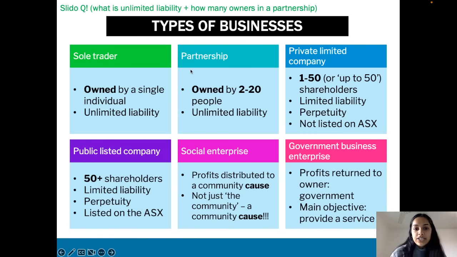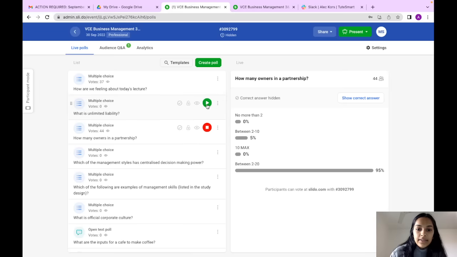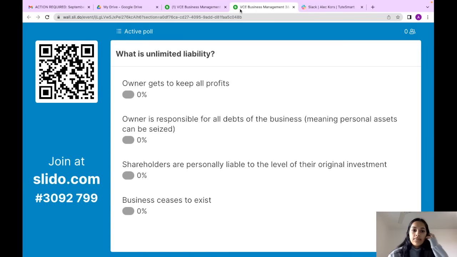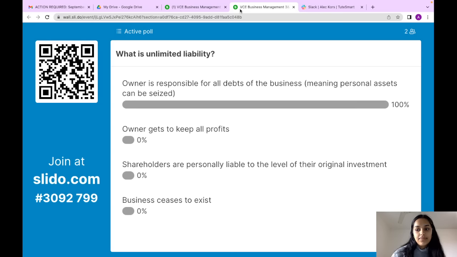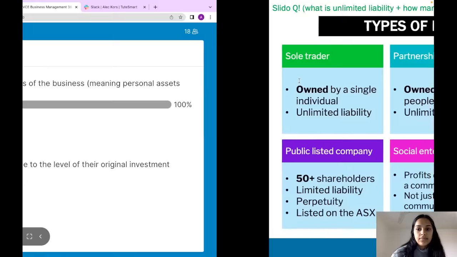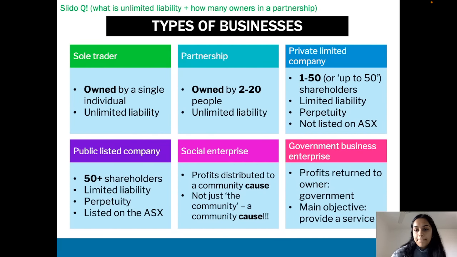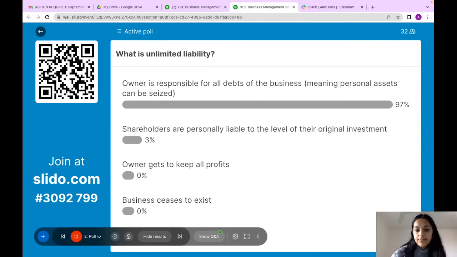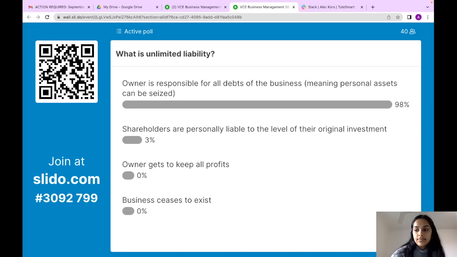All right, another Slido, another question for you guys. So what is unlimited liability? Can we remember? I'll give you all maybe a minute or two to have a go at answering that. Give everyone maybe 30 seconds to finish answering the question.